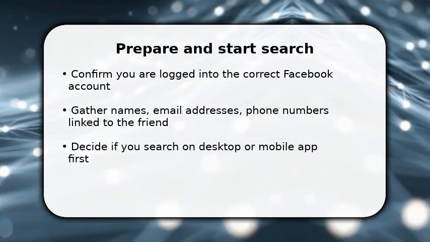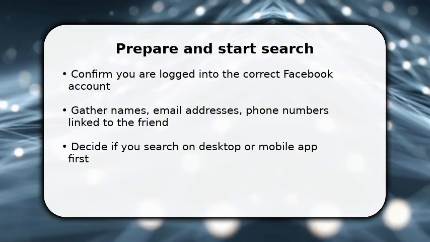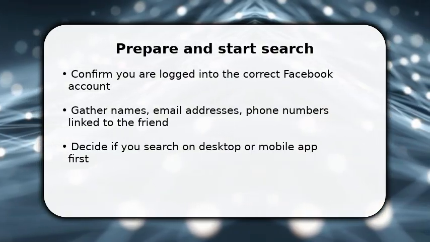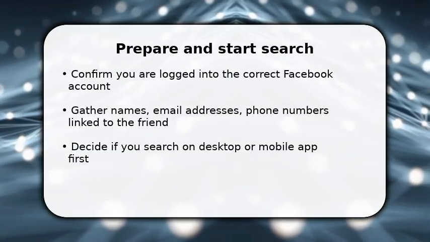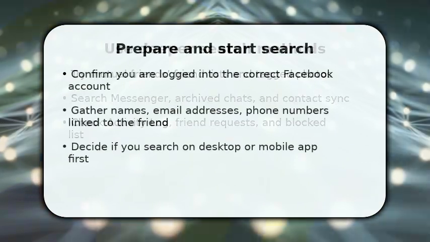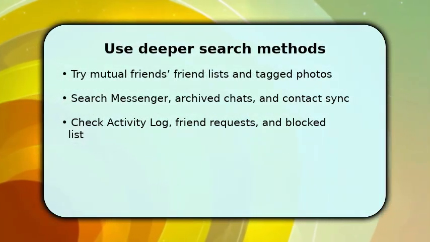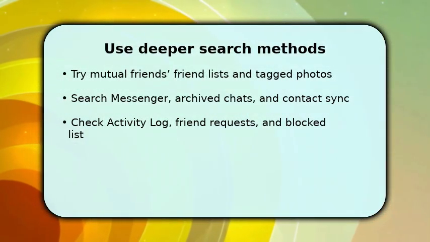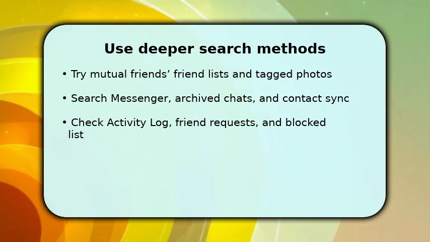Also check the people filter immediately to narrow results to profiles only, so you don't waste time on pages or groups. Now you dig deeper by checking places Facebook stores links to that person. Search through mutual friends' profiles and their friends lists. Sometimes the deleted friend still appears there.